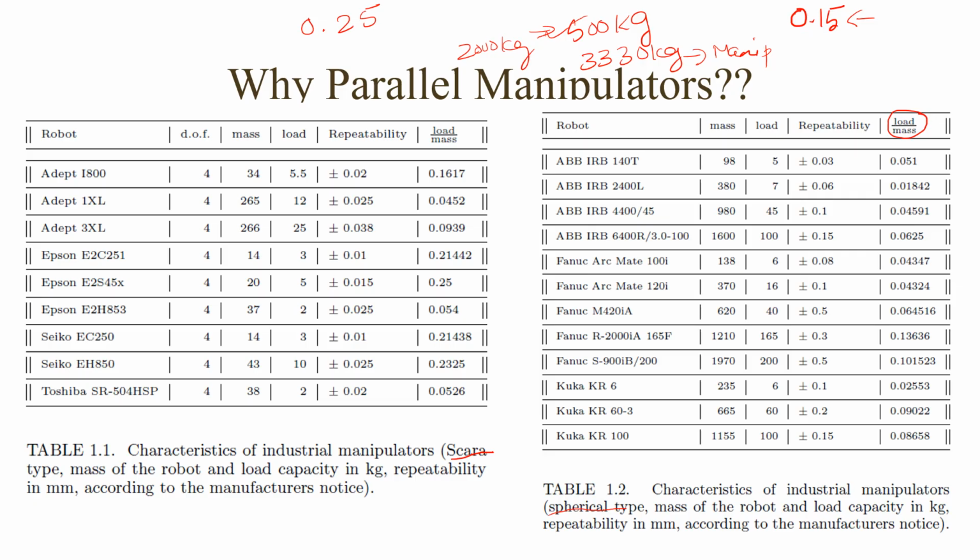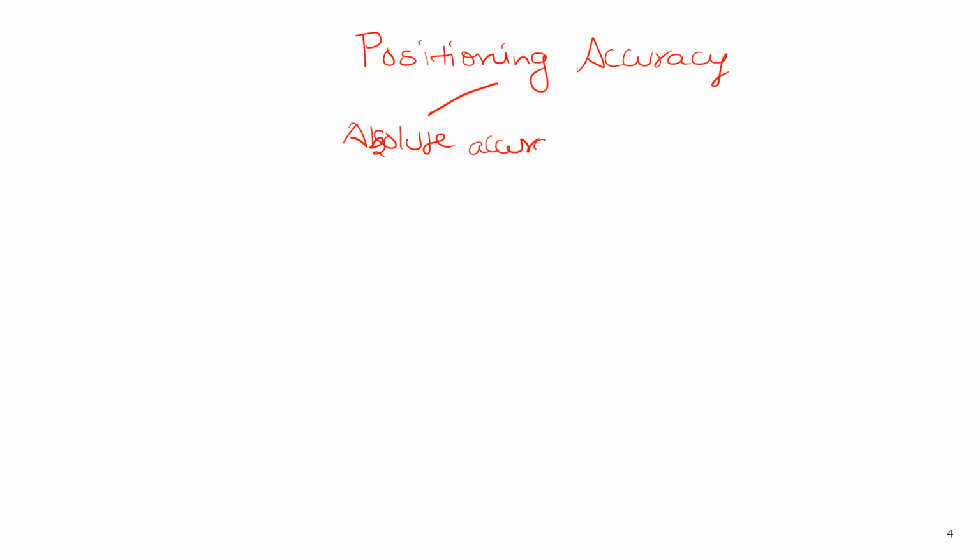The second point that concerns the selection of a parallel manipulator is the positioning accuracy. The positioning accuracy depends upon two distinct concepts, that is, one is the absolute accuracy and the other one is the repeatability.